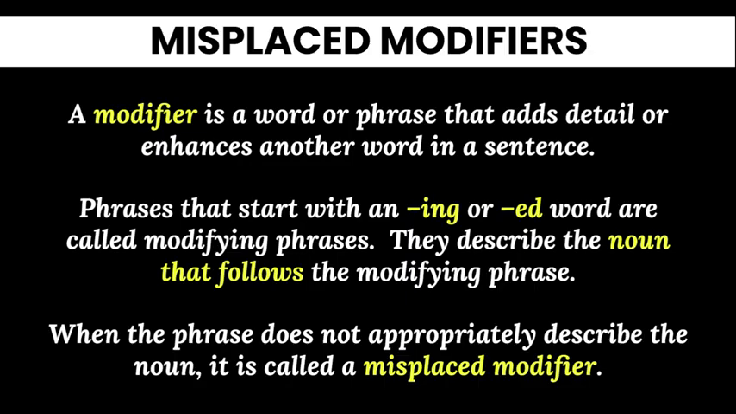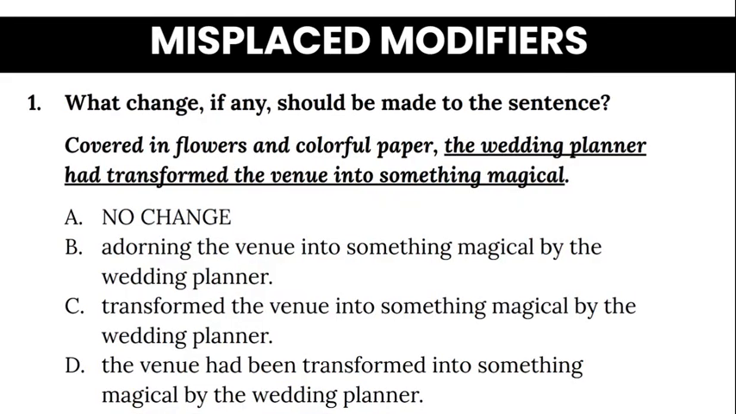Modifying phrases come either right before or right after a noun that follows the modifying phrase. And that noun is what the modifying phrase is describing. So, when the order is messed up, when the modifier is not beside, either right before or right after, the noun that it is describing, then it is called a misplaced modifier. So in this example question, the first part of the sentence is actually the modifier, even though it's not the underlined part. The underlined part is the part that we would have to change if this is a misplaced modifier. But let's look at the opening phrase.